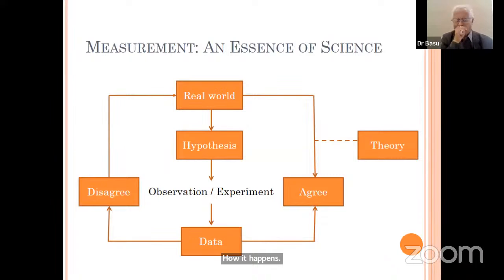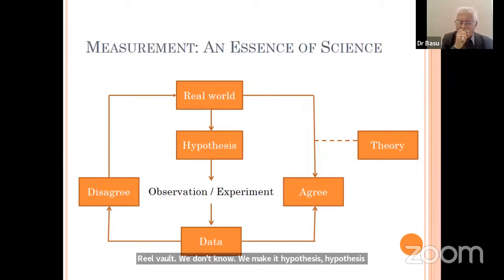Actually, in the real world, we don't know. We make a hypothesis, we think about it. Then we observe it, the way Galileo observed. Galileo observed through the telescope that the sun is in the middle and all planets are moving around. This is what Galileo observed. He makes this hypothesis and it generates data, and the data agrees with the hypothesis. And we get a theory. This is the way a scientific theory is developed.